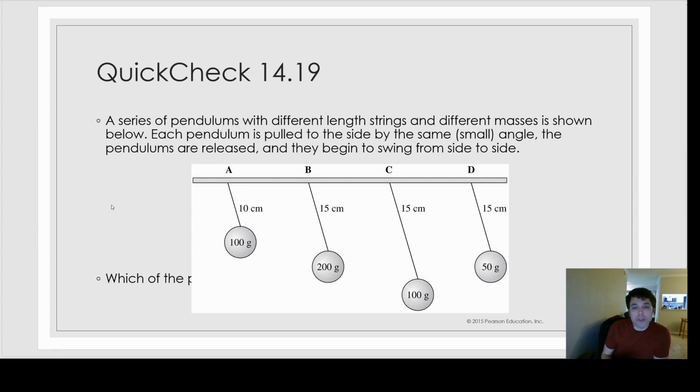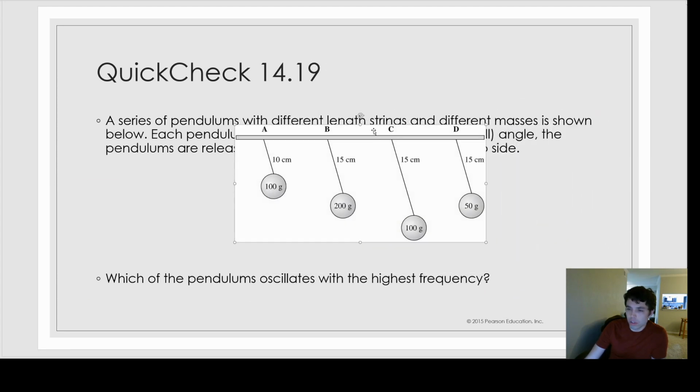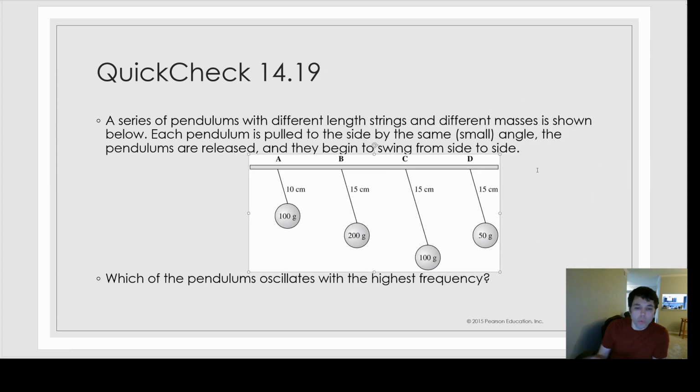All right. A series of pendulums with different length strings and different masses is shown below. Each pendulum is pulled to the side by the same small angle. The pendulums are released and they begin to swing from side to side. Let me move the picture out of the way so you can see. I'll make it smaller. That'll work. Which of the pendulums oscillates with the highest frequency?